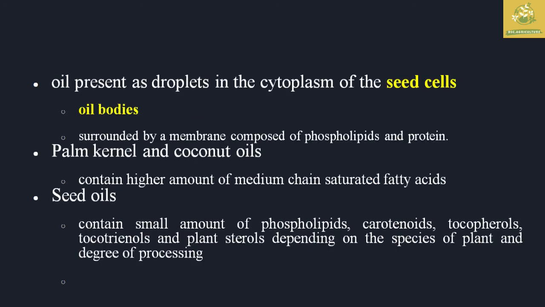The oil is present as droplets in the cytoplasm of the seed cell, called oil bodies, which are surrounded by a membrane composed of phospholipids and protein. Palm kernel and coconut oil contain a higher amount of medium chain saturated fatty acids, which are essential for human development, so they are required in the diet. Seed oils also contain small amounts of phospholipids, carotenoids, tocopherol and plant sterols, which depend on the species as well as the degree of processing of the seeds.